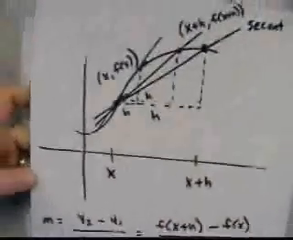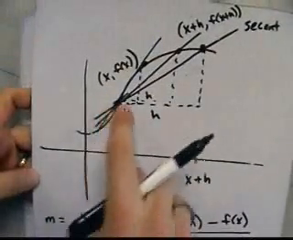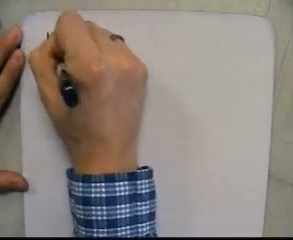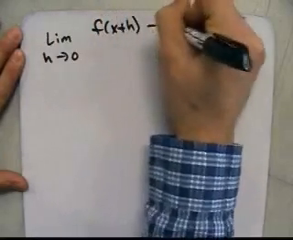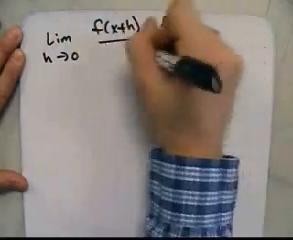Yeah, it blows up, right? If h is 0, that means I have the same point that I'm finding the slope at. Well, that's kind of weird. If I take the limit as h goes to 0 of this function, f of x plus h minus f of x, and then divided by h.